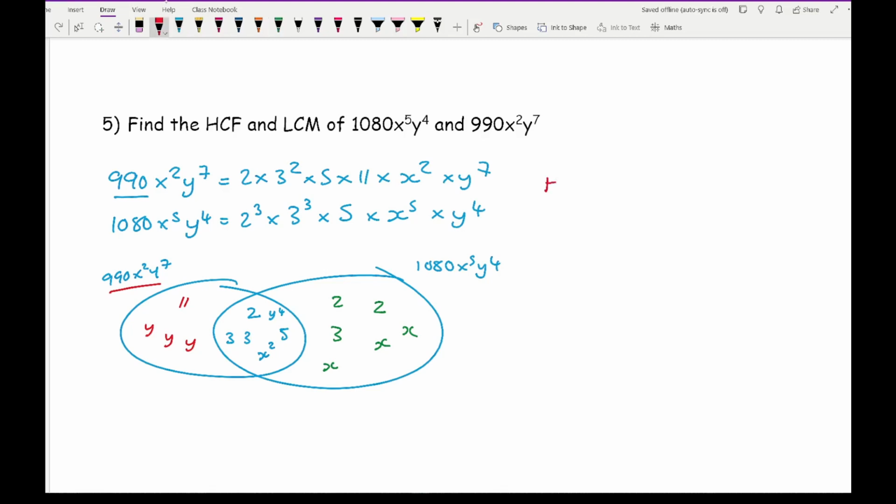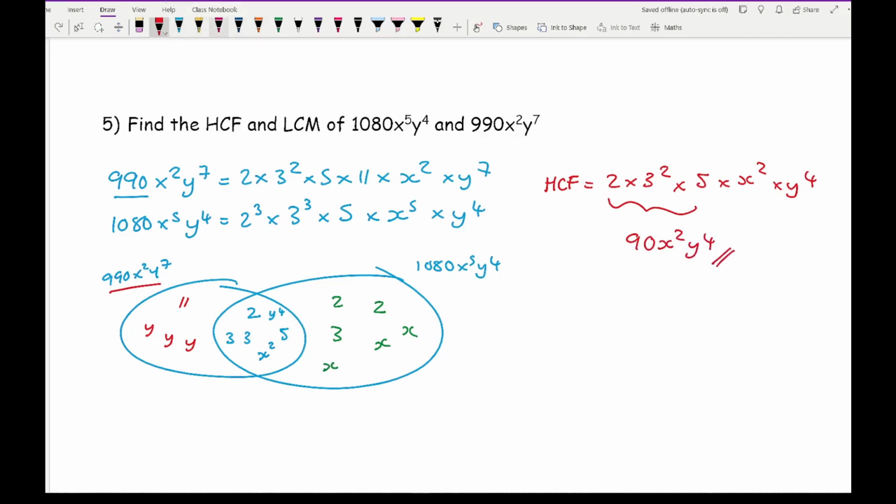So then moving on to the highest common factor. So here I've got to multiply everything inside that middle section. So it's going to be 2 times 3 squared times 5 times x squared times y to the power of 4. So then if I group the numbers together, 2 times 9 times 5 is 90. So it's 90x squared y to the power of 4.